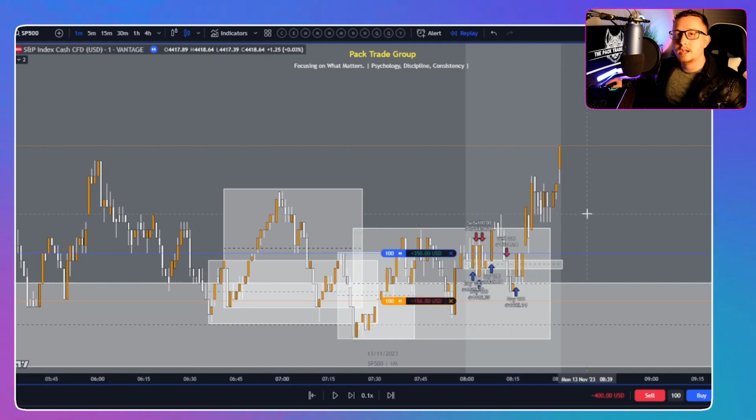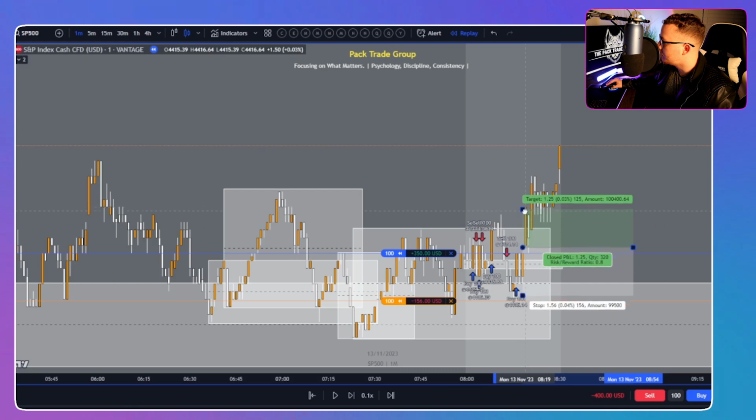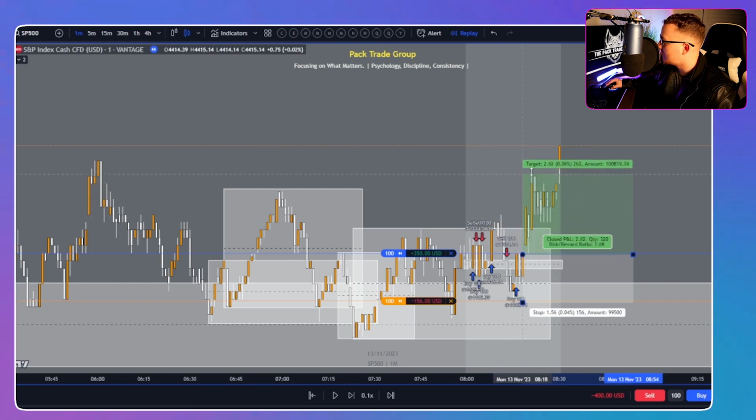There are 2 different ways you could have done this, right? Step number 1 is this would have been the long. Stop loss here. You could just be very quick about it, right? You could just target a good positive 1.5 to 2 risk reward ratio, and you could have got this.